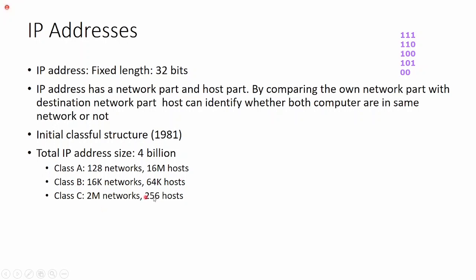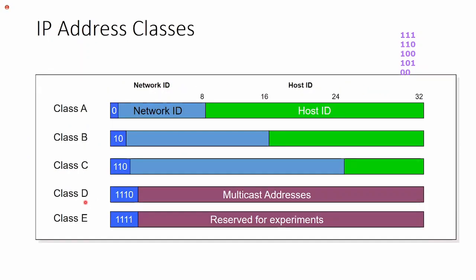Class C means we can go up to a maximum of 256 devices, but you can have different class C addresses, 2 million, right? Why? Because in class C, the network ID part is lengthier.